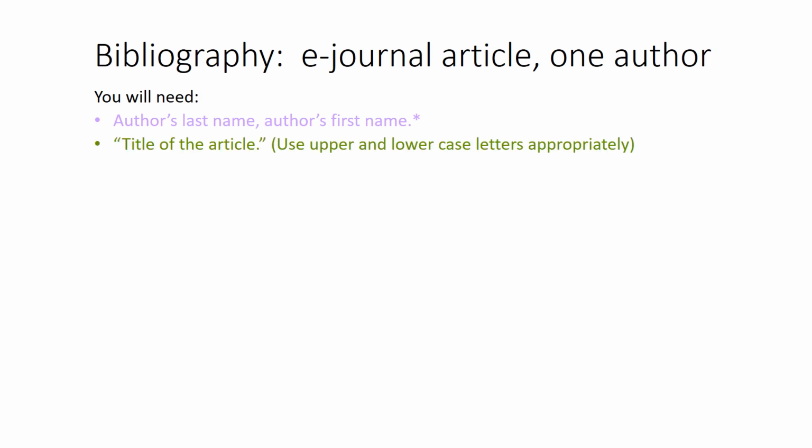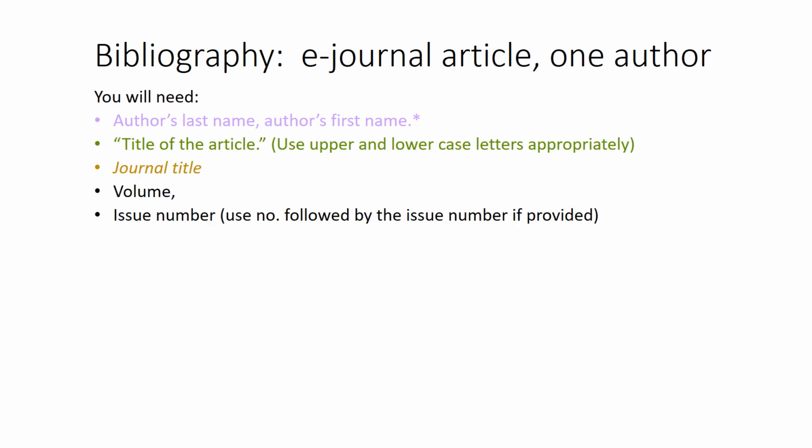You will need all of the following components. The author's last name followed by a comma, the author's first name followed by a period. The title of the article followed by a period in quotation marks. Use upper and lowercase letters appropriately. The journal title in italics. The volume number followed by a comma. And the issue number. Use no period followed by the issue number if provided.